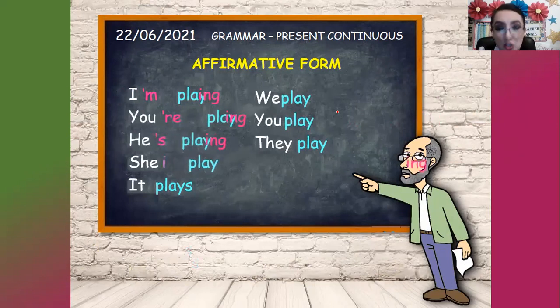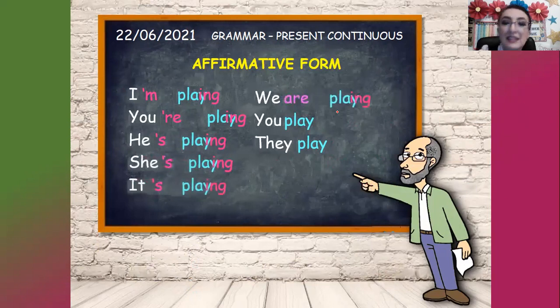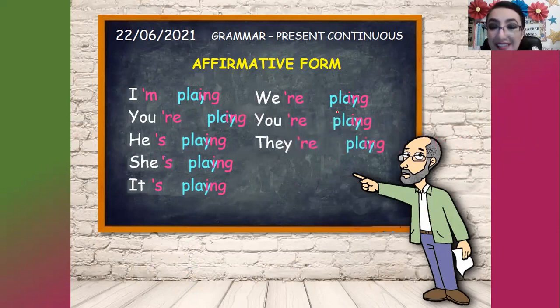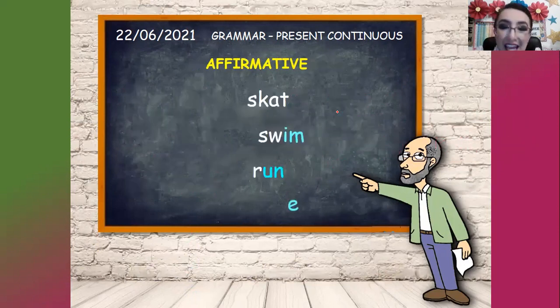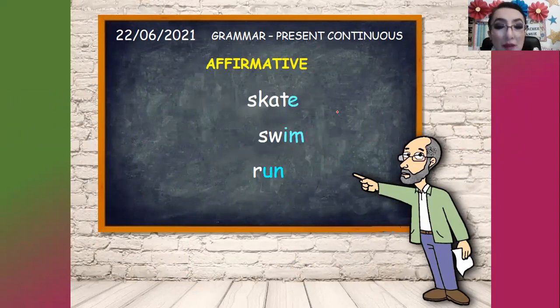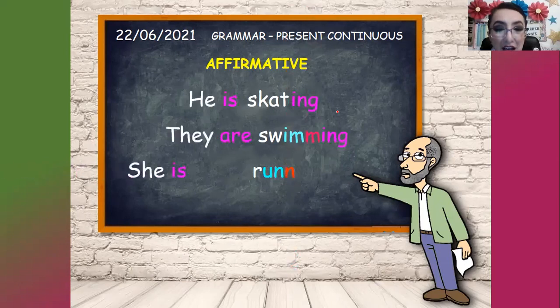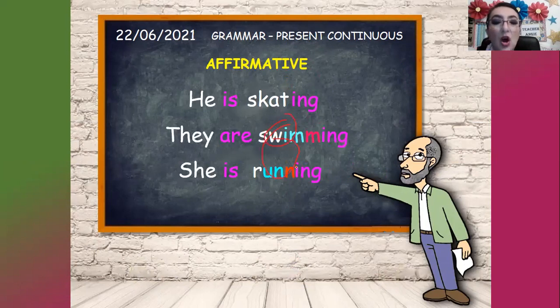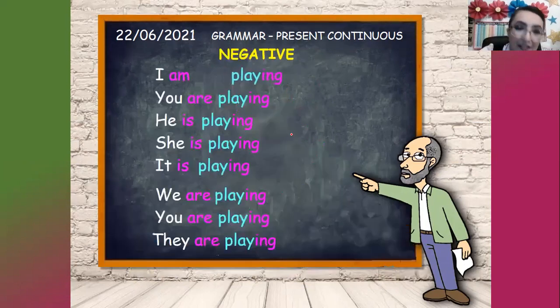Excellent. Super cool. She's playing. It is playing. We are playing. You are playing, or they are playing in affirmative. Skate. He's skating. They are swimming, but with double m, because we are going to say goodbye to this. Excellent. And here we have the sandwichito slow. Or he's running, he's running.